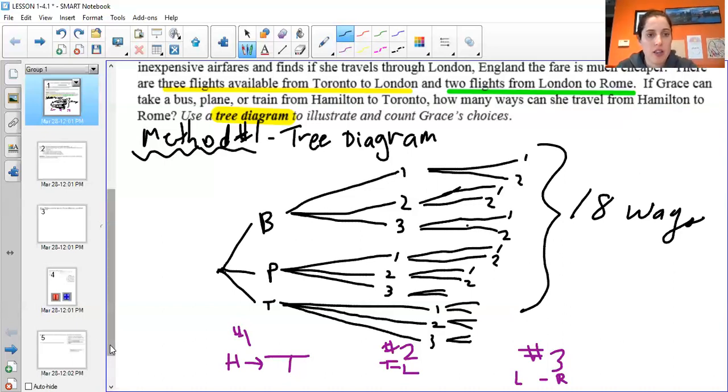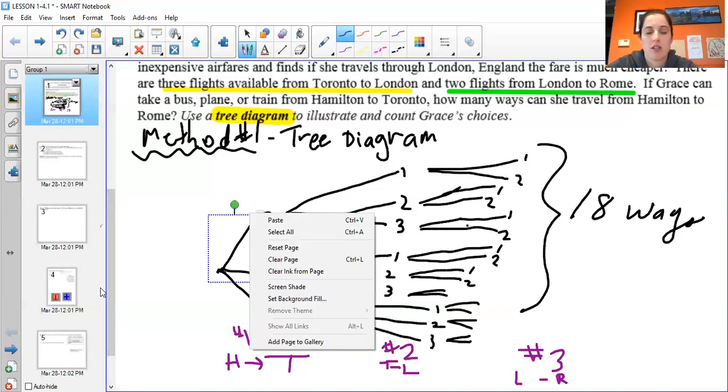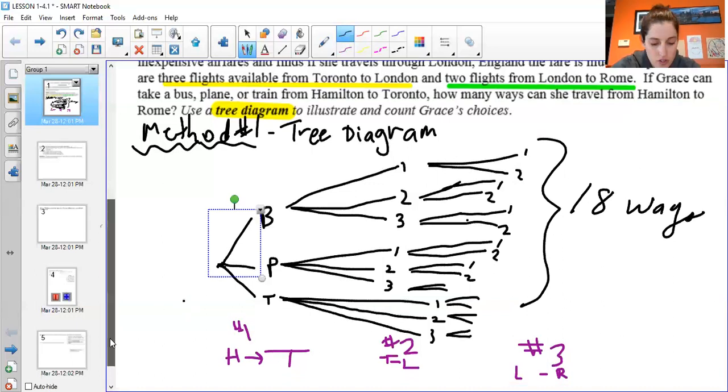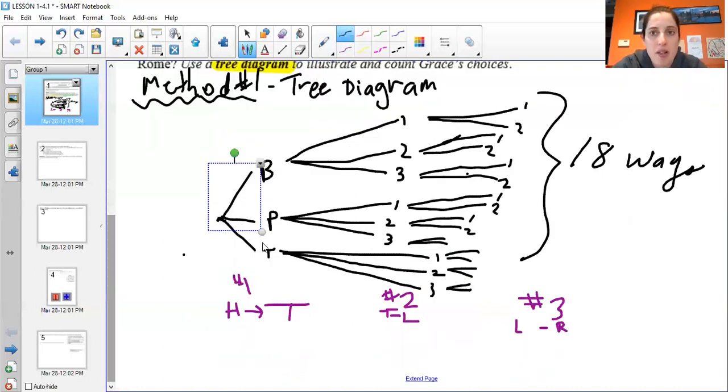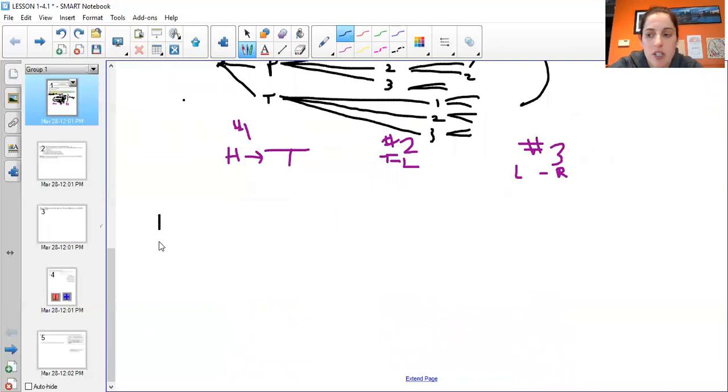Then the next method is what we call the slot method. And this is the method that we're going to be using for the rest of the unit, whenever order matters. I'm going to talk more about order mattering tomorrow when we talk about permutations. So the second method is what we call the slot method.